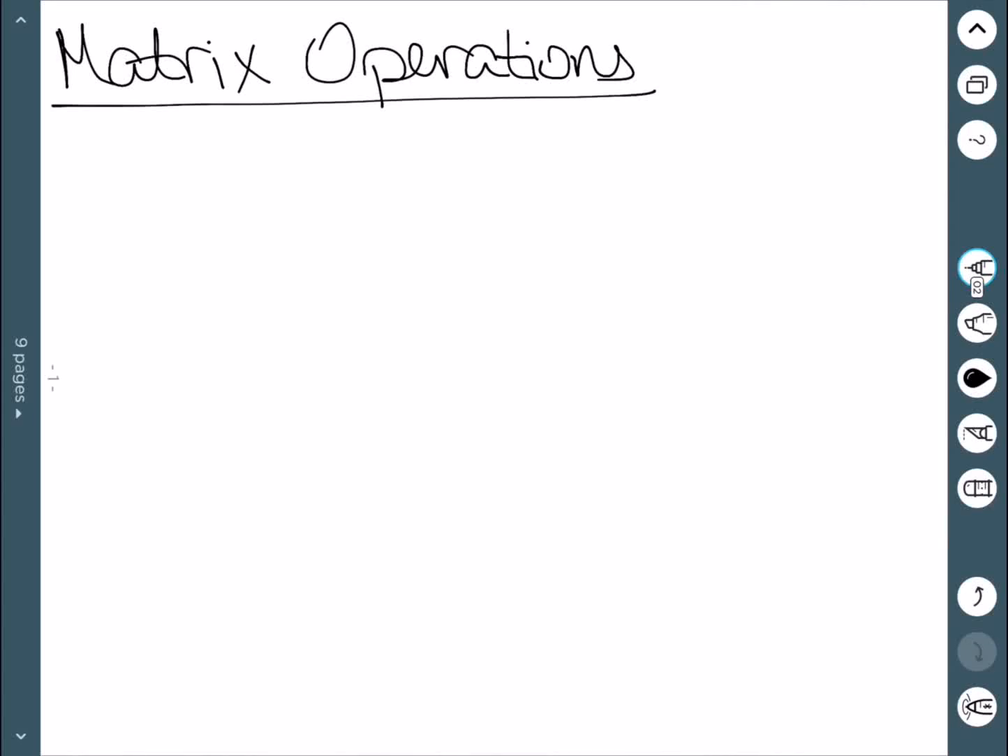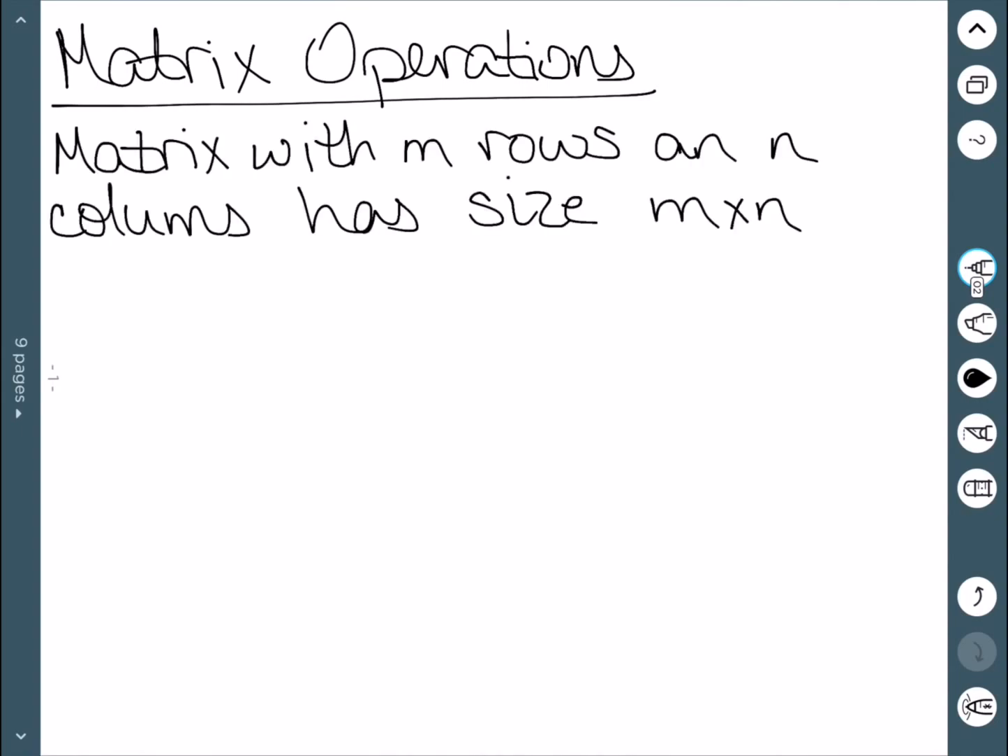We're going to look at some matrix operations, and we will look at a few different ones. But first, we need some notation. A matrix with m rows and n columns is said to have size m by n. When we list size, we always do rows first and then columns.